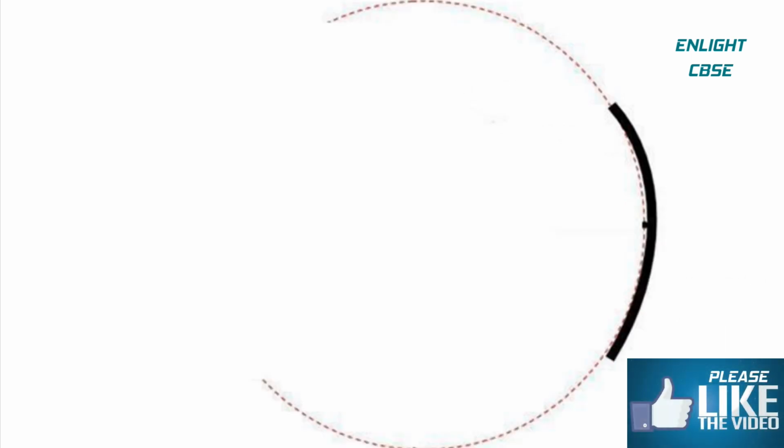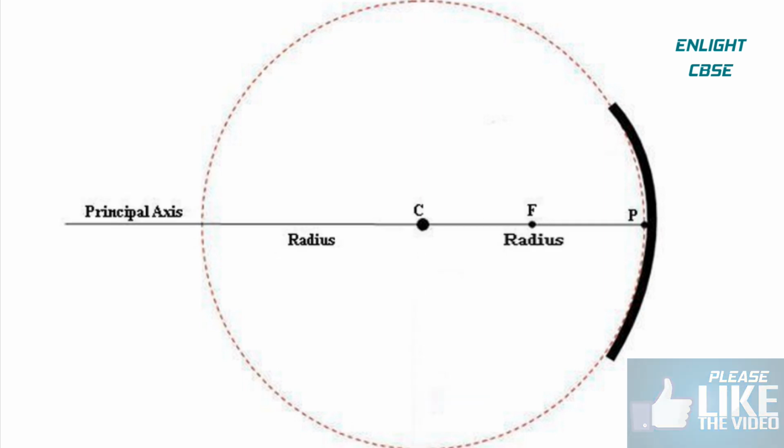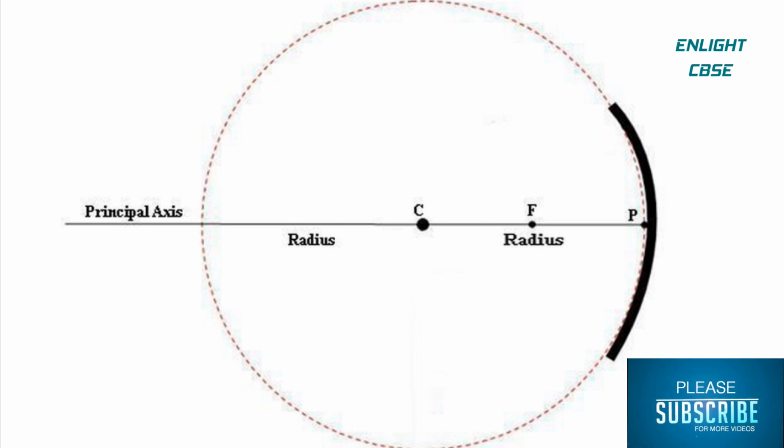Remember, this mirror is part of a bigger sphere. Mark its center. The distance from the pole to the center is the radius. Half of the radius is the focus. In this circle we can see that more than one radius is marked.